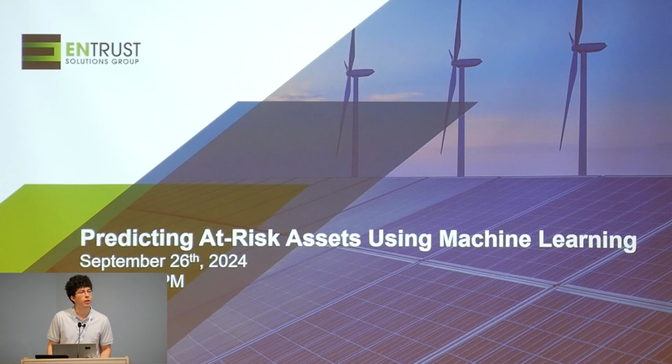So I work for Entrust Engineering, which was previously EN Engineering. We have like 3,100 members throughout 26 states throughout the United States, and we mostly deal with oil and gas transmission as well as high-pressure pipelines.